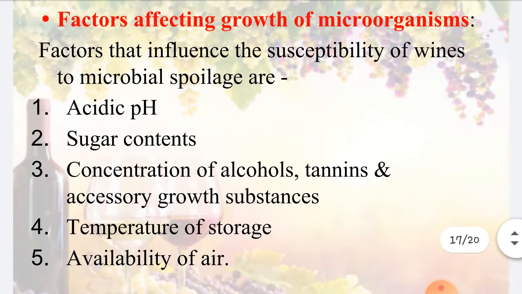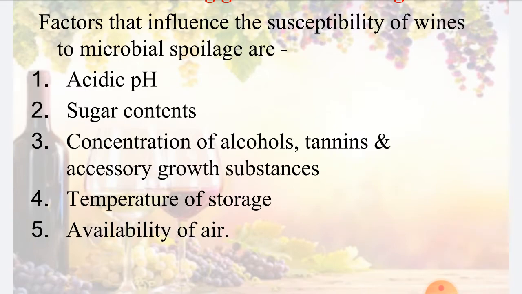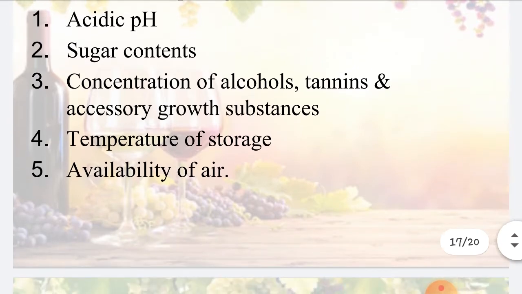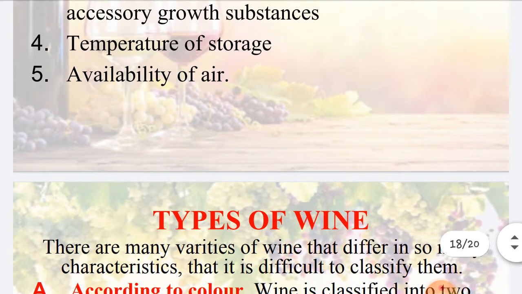Now, what are the different factors that affect the growth of microorganisms? That is acidic pH. The pH needs to be maintained in the proper range, otherwise contaminating bacteria will grow. Then the sugar content: most of the sugar gets fermented and there should be little or no sugar actually. Then the concentration of alcohol, the tannin, the accessory growth substances. The proper amount of alcohol generated during fermentation will itself inhibit the growth of contaminating microbes. Temperature of storage has to be maintained properly, and availability of air: there should be no air available.